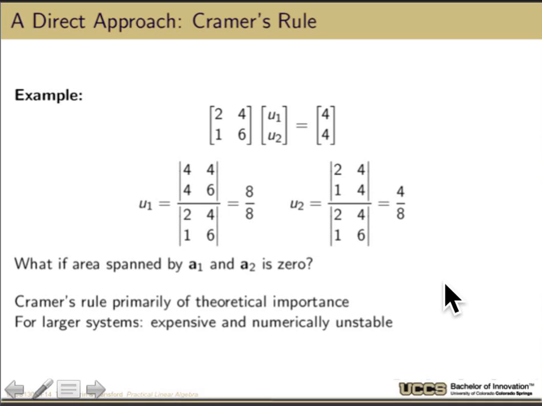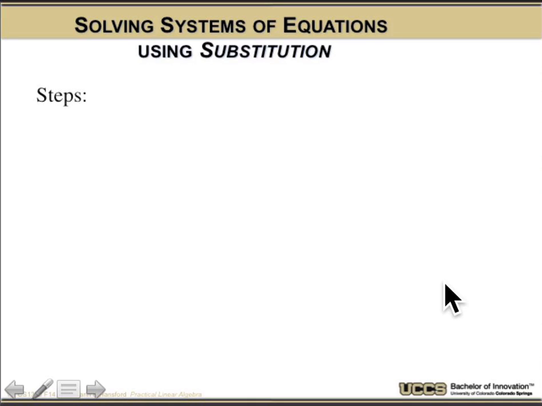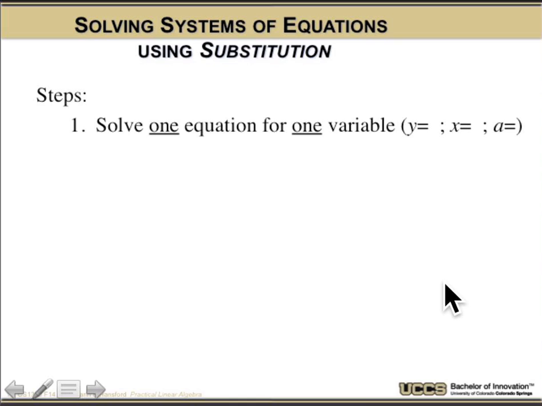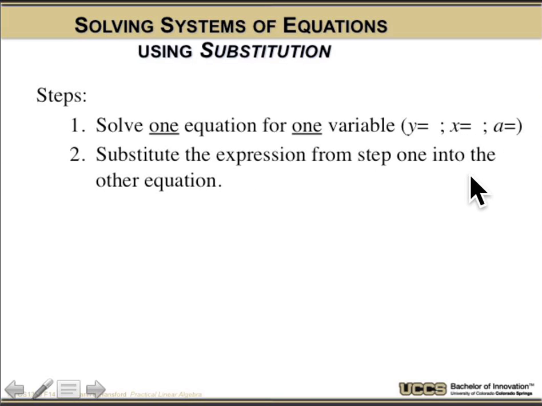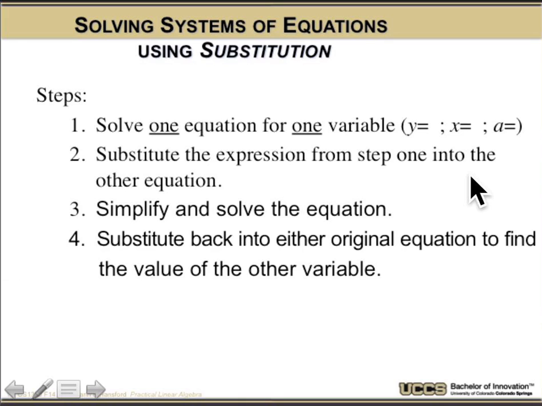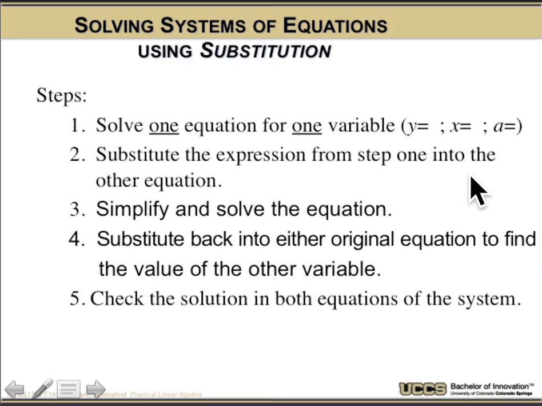So before we get to the computational way of looking at it, I want to go back to high school and talk about how you probably solved simultaneous equations back then, using what you would have called substitution. The first step is to solve one equation for one variable. Then I'm going to substitute that back into the other equation, simplify and solve that equation. So now I'll get an answer for the variable that's left. And I'm going to substitute that back into the original equation to find the value of the first variable that I got rid of. Then I'm going to check the solution in both equations.